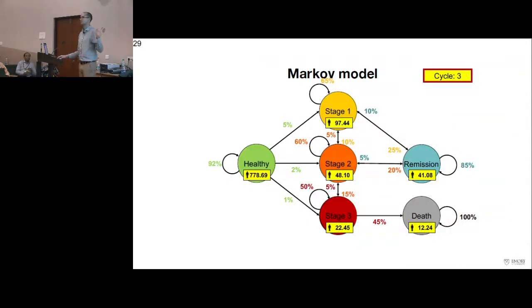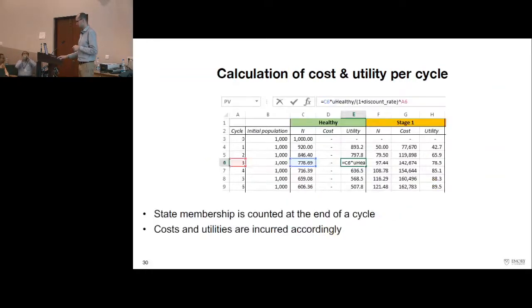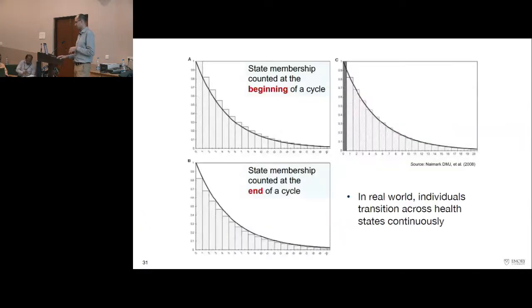By the way, this is the solution of the cycle 3 membership in health states. So I'll skip that. And I actually will skip this. I actually don't know what I meant by this. I'll just go here.